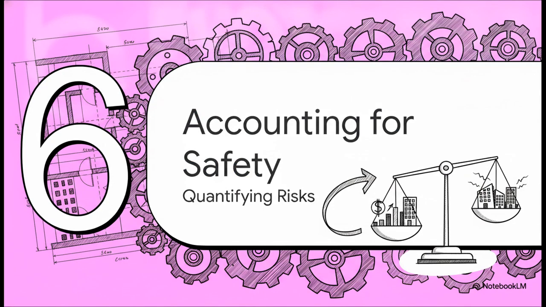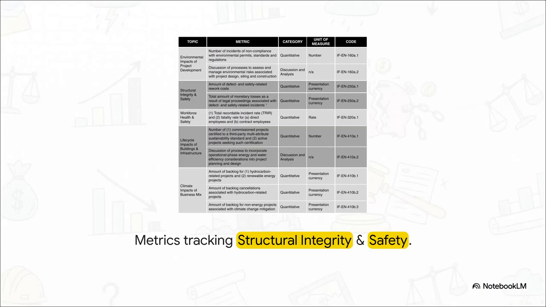Which brings us to our final section, 6, Accounting for Structural Safety. So how does the industry neatly wrap up all these escalating, multi-layered risks into a readable format for the people footing the bill? Well, this brilliantly illustrates exactly how they do it. Nestled right within the broader SASB metrics table is the structural integrity and safety topic. You can see the exact quantitative metrics we've been discussing, measuring defect and safety-related rework costs and the monetary losses from legal proceedings. It just proves that catastrophic risk, design flaws, and structural failure aren't just abstract fears anymore. They are standardized, highly scrutinized line items that investors watch incredibly closely.